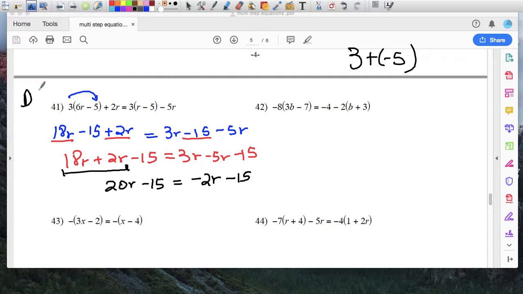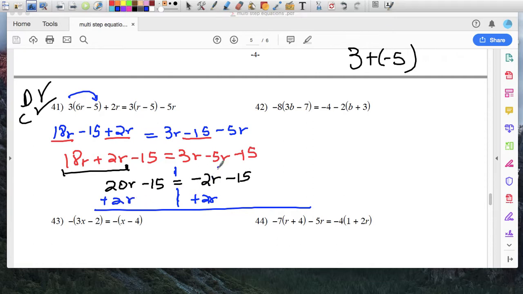So distributive property, done. Combine like terms, done. Is there a variable on each side? Yes, there is. So let's get rid of the 2r here. On this side, I'm going to do like my division line here, my wall, not division line. Plus 2r, and then plus 2r here. By doing that, this gets eliminated, leaving me with just minus 15. 20r plus 2r is 22r. Bring down the minus 15.